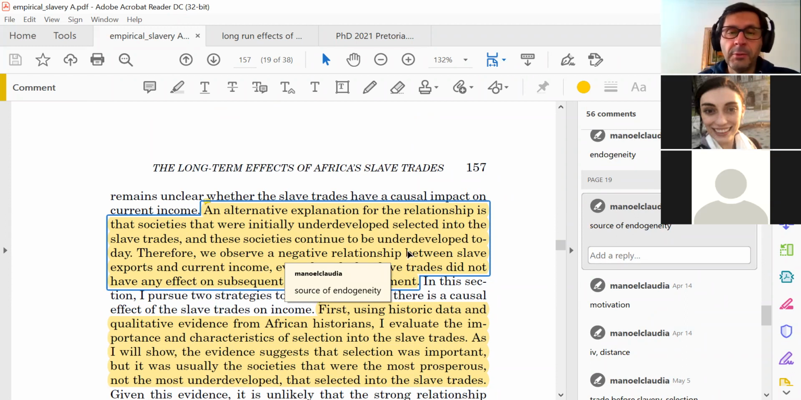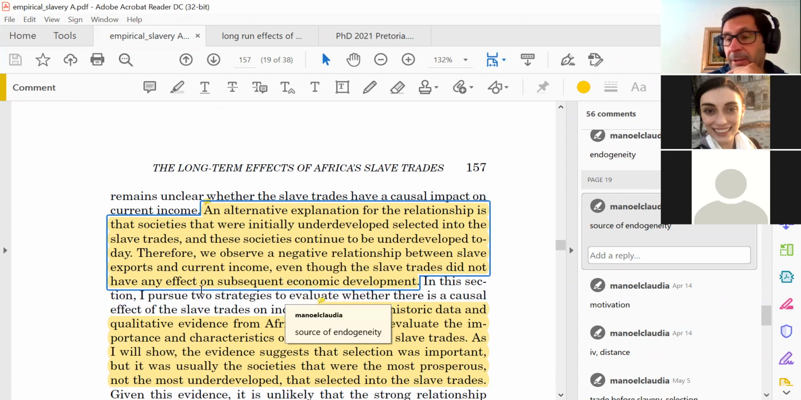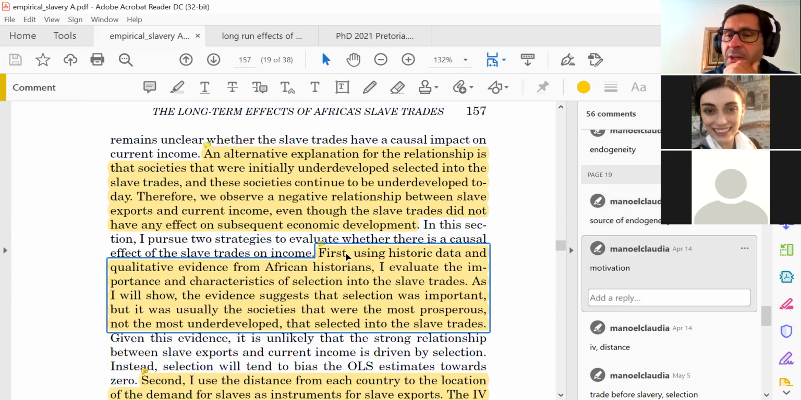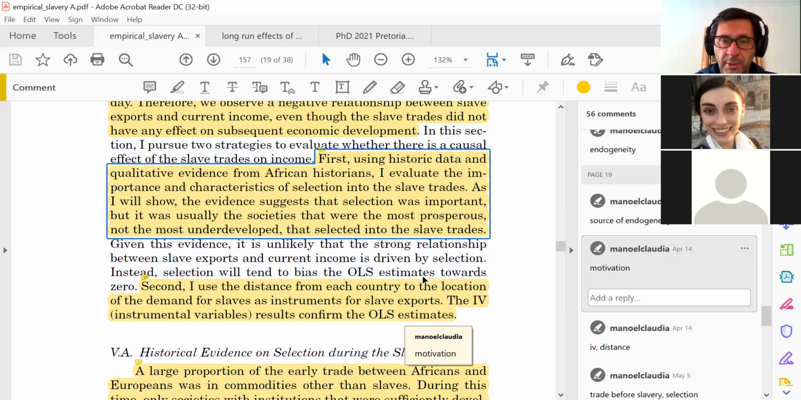Therefore, they observed a negative relationship between slave exports and current income, even though the slave trades didn't have any effect on subsequent economic development. But that's not going to be the case, okay? First, using historic data and qualitative evidence from African historians, he evaluates the importance and characteristics of selection into the slave trades. As he will show, the evidence suggests that selection was important, but it was usually the societies that were the most prosperous, not the most underdeveloped, that selected into the slave trades, right?